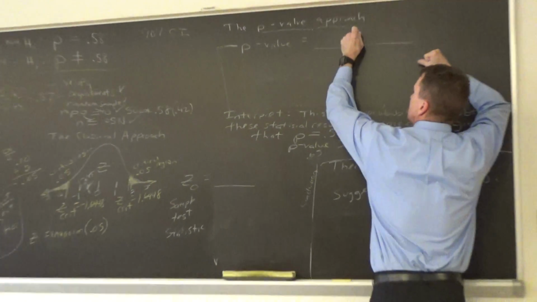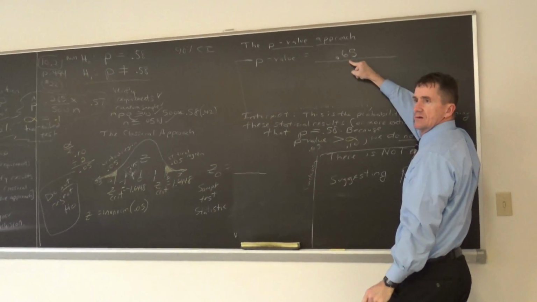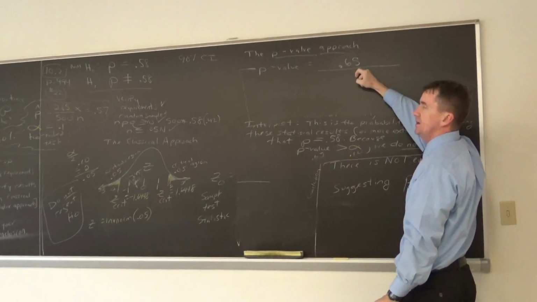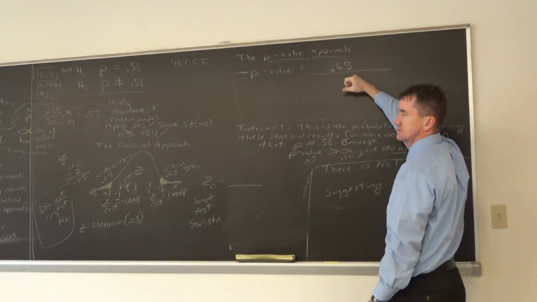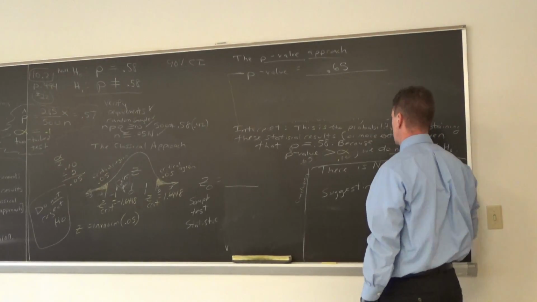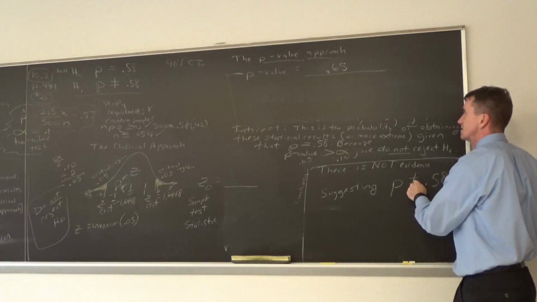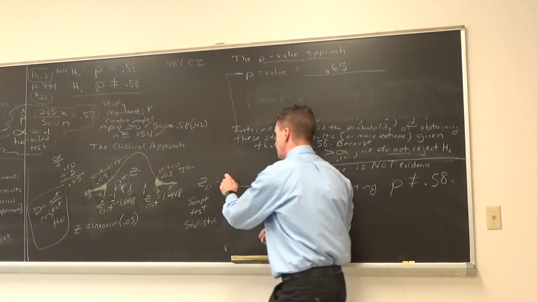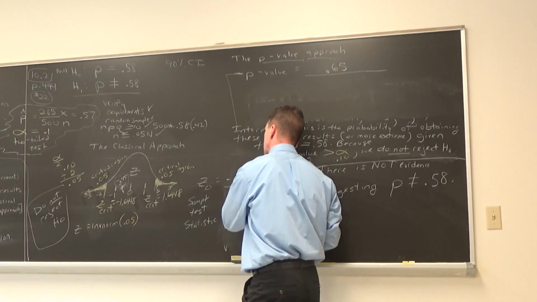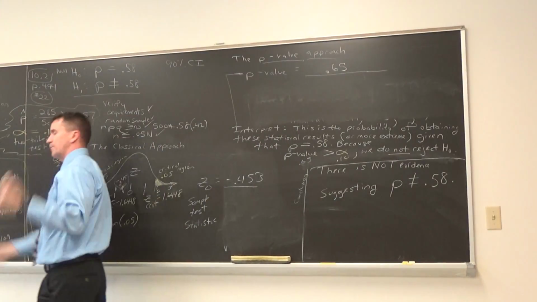And the minute you see this, this tells you what's going on. This tells you everything. P-value, 65%. That's higher than 10%. There is not evidence. Right? Negative 0.453. It's over there. You're like, oh my God.